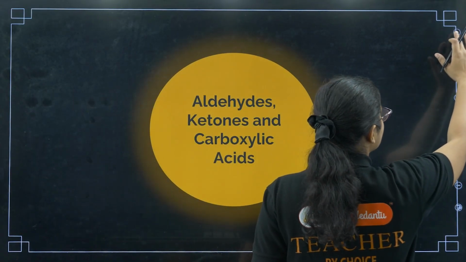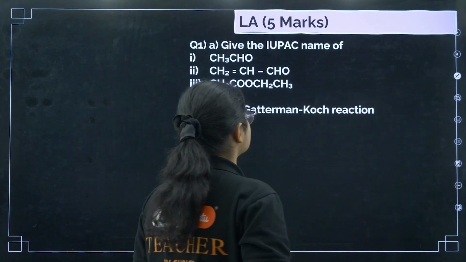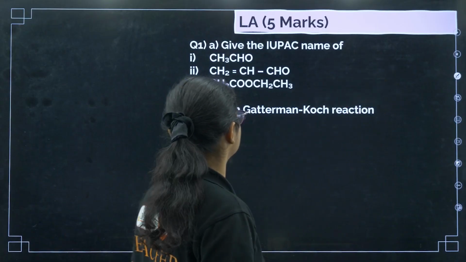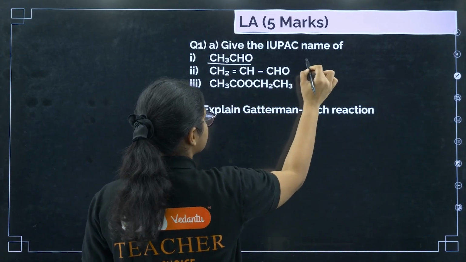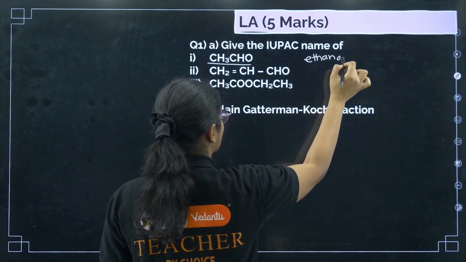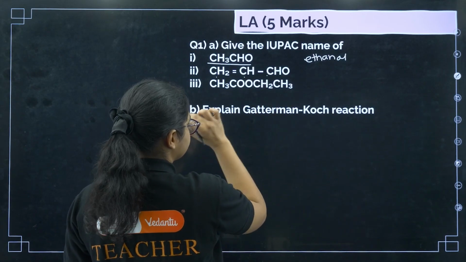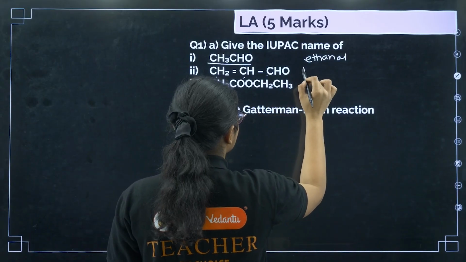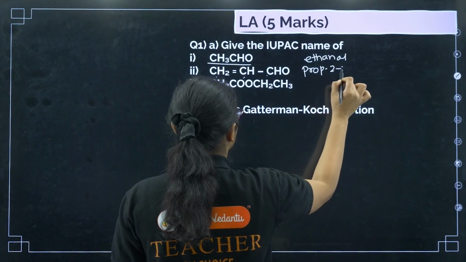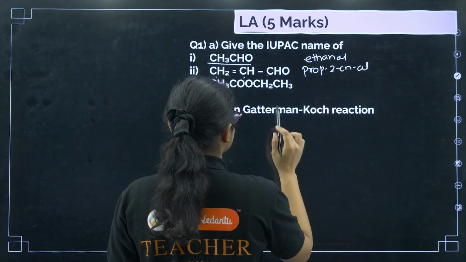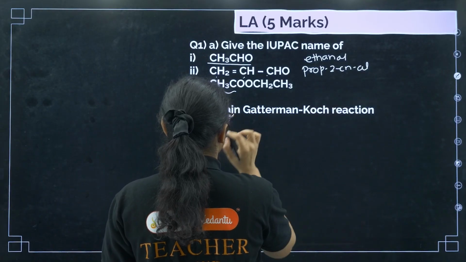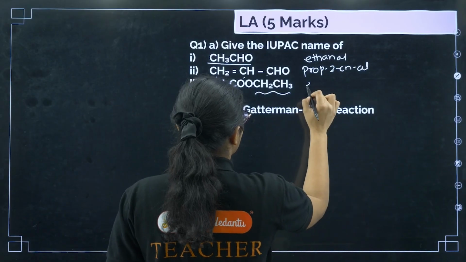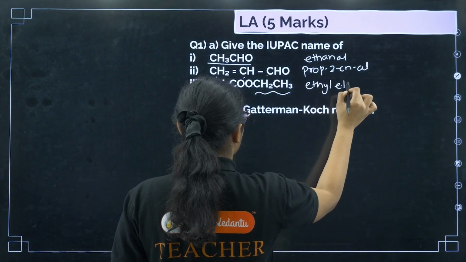Okay, here also mainly the questions will be from the reactions. So the first one, give the IUPAC name of this compound and explain the Gattermann-Koch reaction. So IUPAC name, I think you all can write. This is 2 carbon, so its IUPAC name will be ethanal, right? No doubt. Here you can see 1, 2, 3. 3 carbons are there, and on the second carbon there is a double bond, so you have prop-2-enal. Next, here we have an ester, so you can see here I have 2 carbons and here I have 2 carbons, so you can write it as ethyl ethanoate.